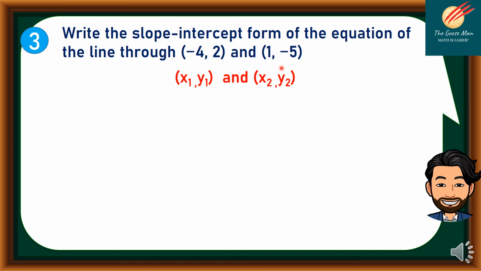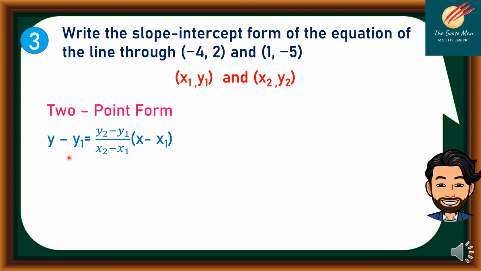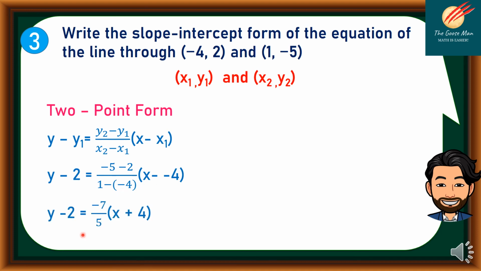Now that we know these values, we will use the 2-point formula. So we have y minus y sub 1 is equal to y sub 2 minus y sub 1 all over x sub 2 minus x sub 1 times x minus x sub 1. So substitute the given values. So y minus 2 is equal to negative 5 minus 2 all over 1 minus negative 4 times x minus negative 4. Simplifying it further, we'll come up with y minus 2 is equal to negative 7 over 5 times the expression x plus 4.